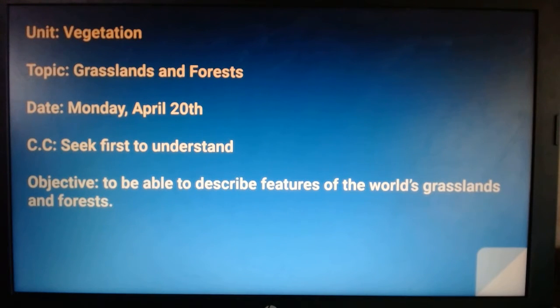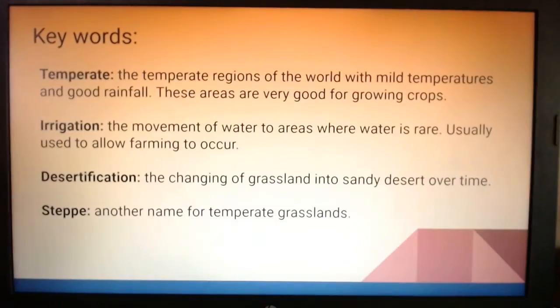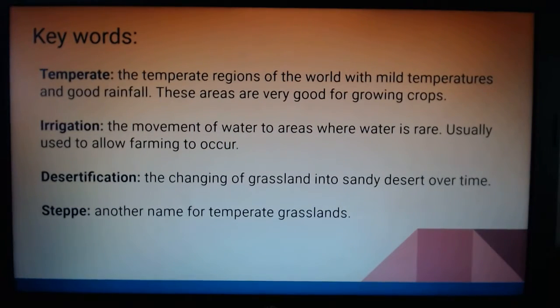Now, we've already covered a lot in the textbook, okay? So you can freeze that and write down your headings. Next slide here, we've just got a couple of keywords. Temperate, okay, mild temperatures, good rainfall, they're very good for growing crops. So that ties into our temperate grasslands.